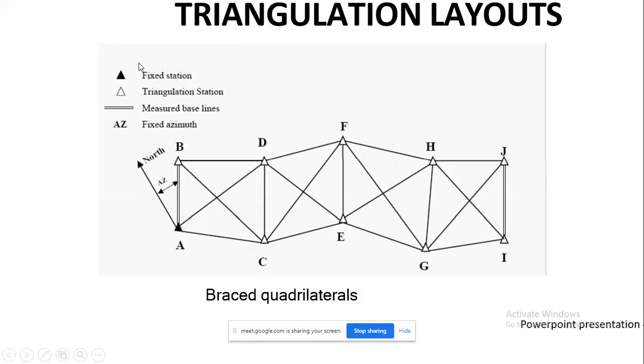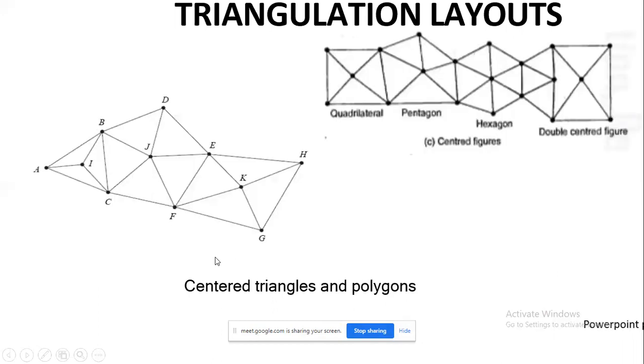You can see a darkened triangle here, that is nothing but a fixed station. The apexes of the triangles are called triangulation stations. The double line indicates the measured baseline, and AZ is nothing but the fixed azimuth. So that is what deals with braced quadrilaterals.